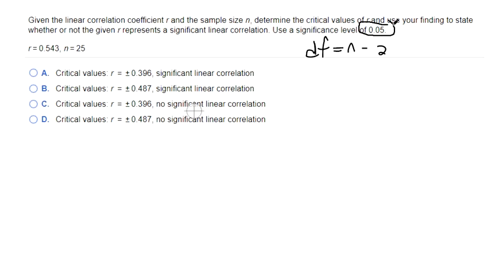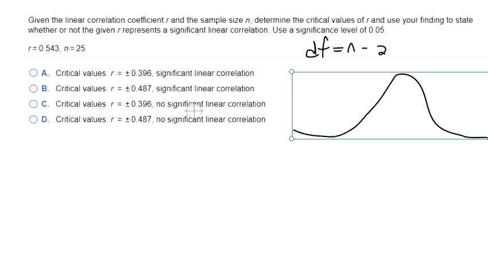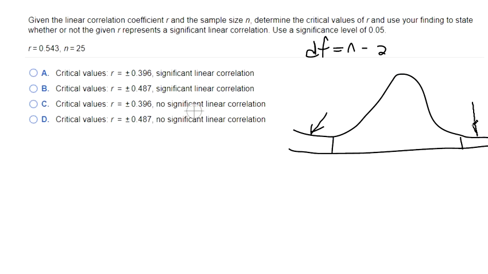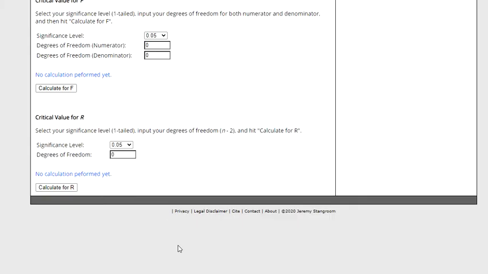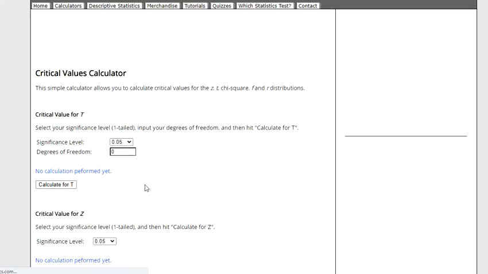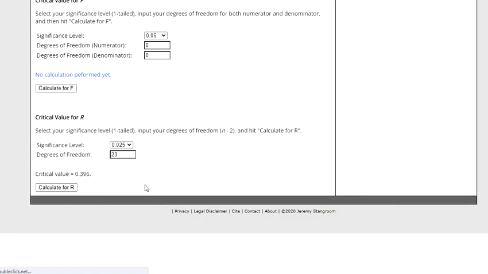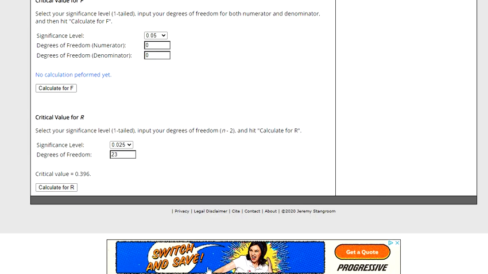Okay, and the significance level is 0.05. That means you got to split up that area evenly between these two tails, 0.025 and 0.025. Because if you add those together, that makes your significance level of 0.05. So in this table, I'm not going to type 0.05. I'm going to select 0.025. Then 23 for degrees of freedom. You calculate, and there's our critical value, 0.396.